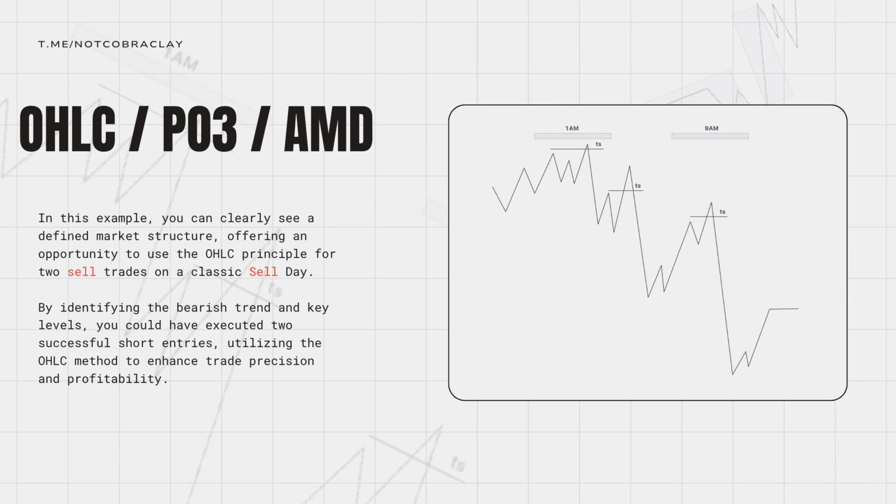In this example, you can clearly see a defined market structure, offering an opportunity to use the open high low close principle for two sell trades on a classic sell day. By identifying the bearish trend and key levels, you should have executed two successful short entries utilizing the OHLC method to enhance trade precision and profitability.